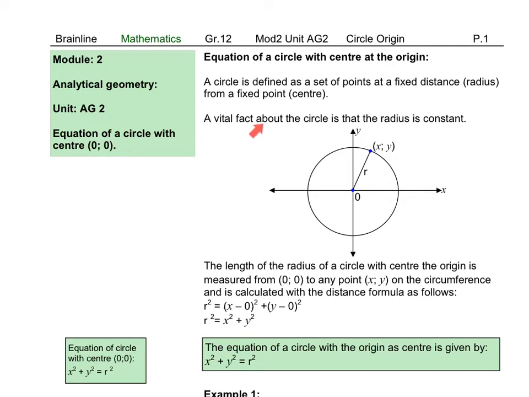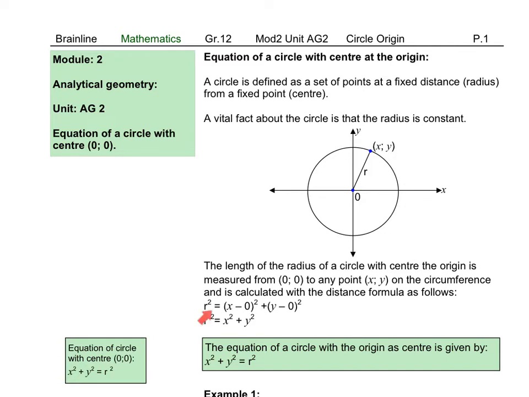Now, it is a fact that the radius of a circle is a constant value. So the radius at any point will remain a constant value. Now, the length of the radius of a circle with center the origin is measured from 0, 0 to any point x, y on the circumference of the circle, and it is calculated with the distance formula.